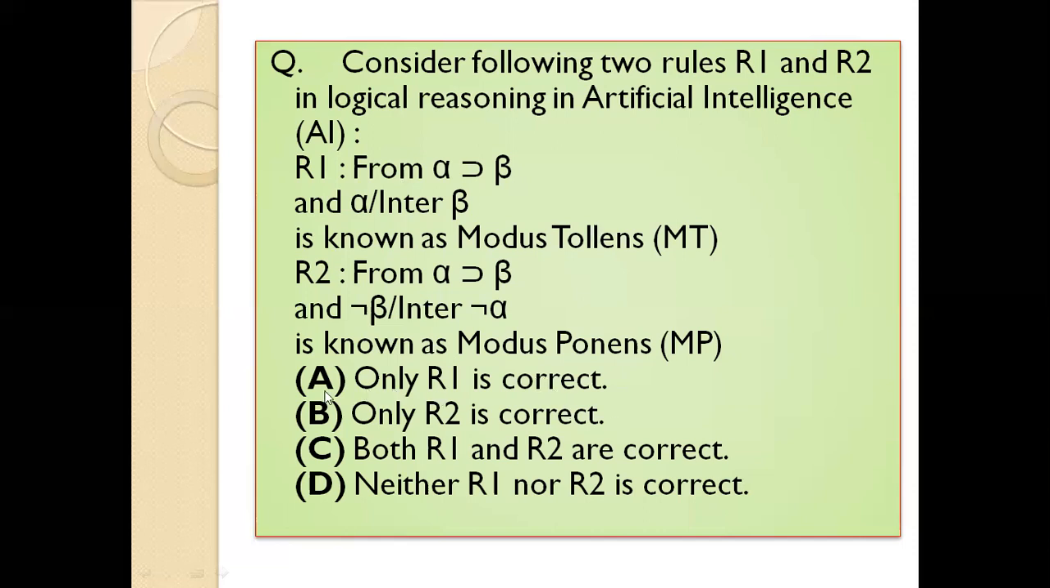So the options are: A, R1 is correct; B, R2 is correct; C, both R1 and R2 are correct; D, neither R1 nor R2 is correct. To solve this question, you have to have a clear idea of modus tollens and modus ponens. So let's discuss each of them with an example.